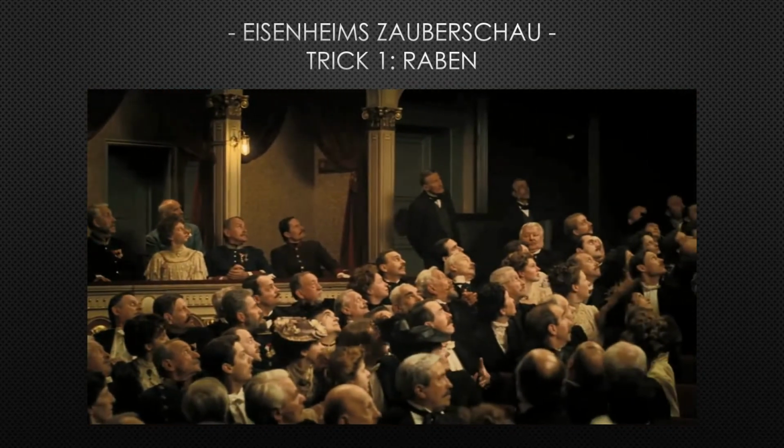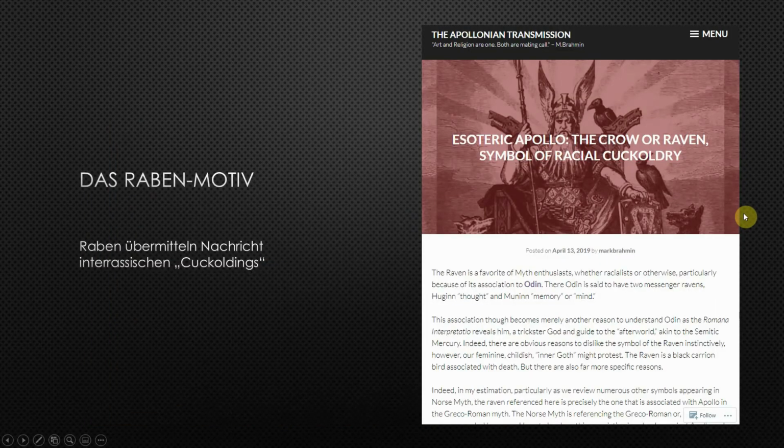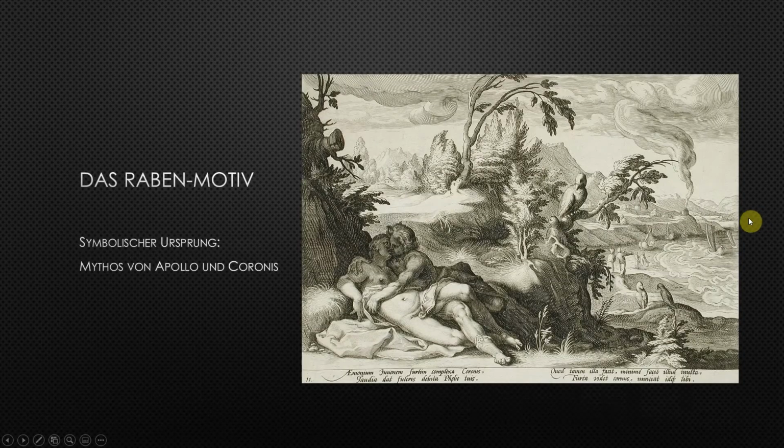So those were two ravens which he released from his sleeves when he enters the stage. And ravens are an important symbol, as Mark Brahmin points out, because they are messaging racial cuckolding. And we know ravens from the Odin myth, which are again referencing the Apollo myth.